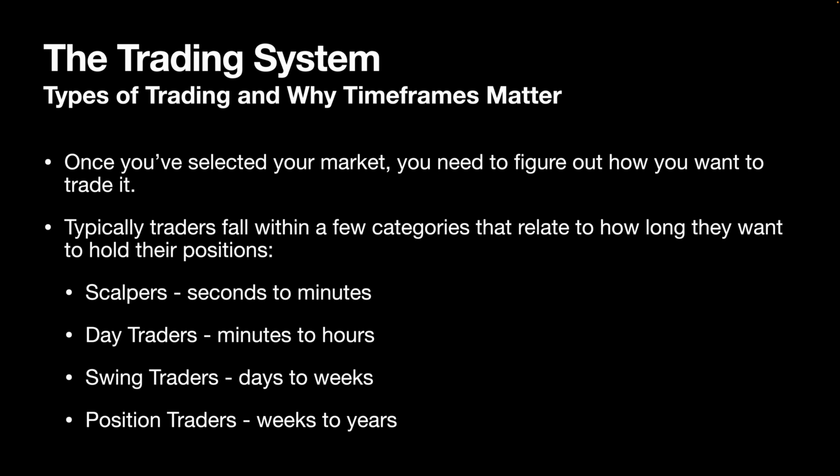So typically traders are going to fall within a few categories. We've talked a little bit about this in past videos as well. And it's going to really mostly relate to how long you want to hold your position. So really 4 types of traders. You've got scalpers that are trading seconds to minutes. I think a lot of people would say probably under 10 minutes, under 5 minutes is a typical scalper. I like to think under 30. That might be a weird way to think of it, but for me, anything under 30 minutes is a scalp.